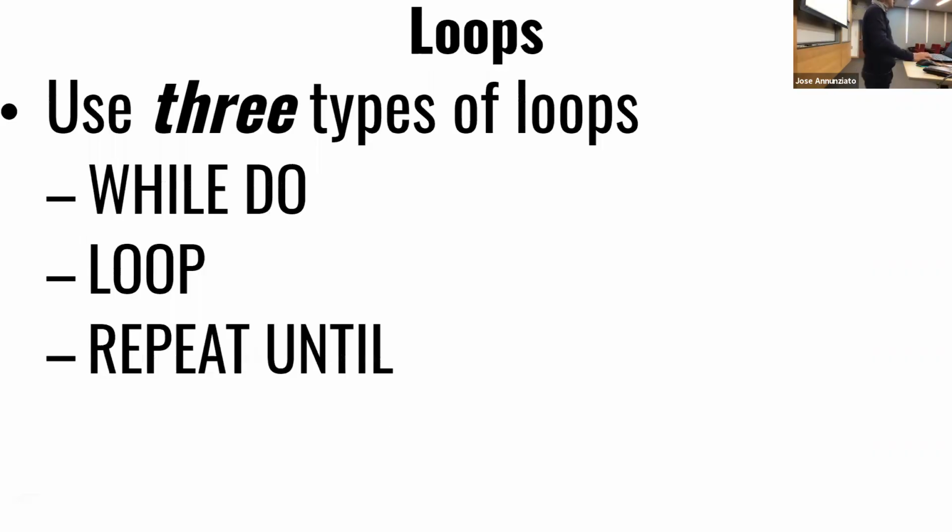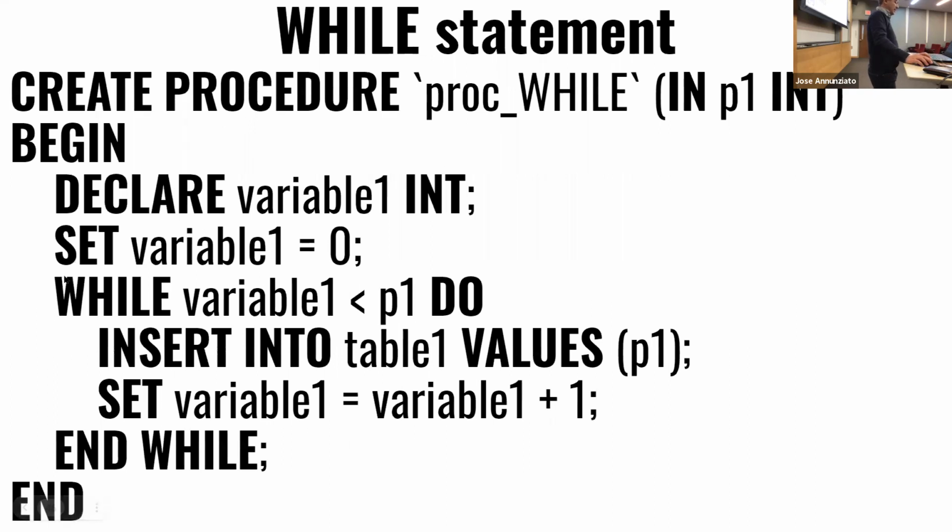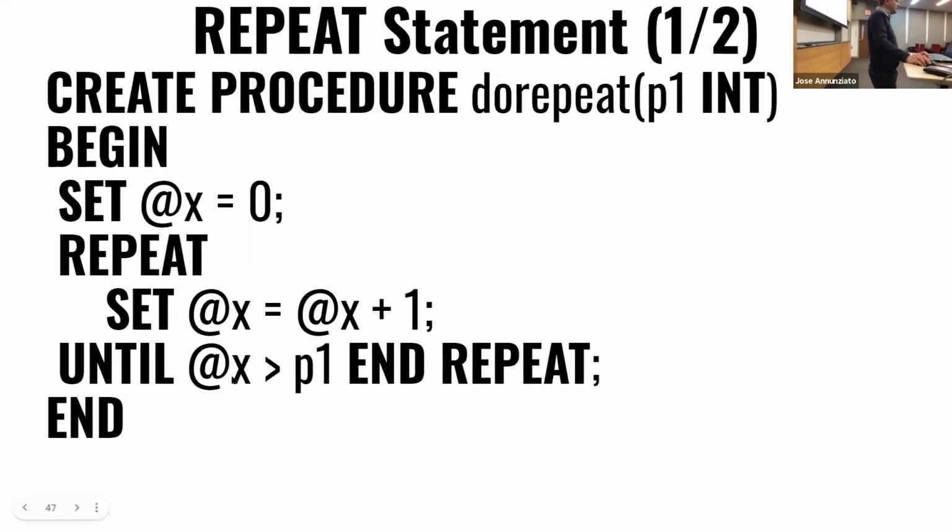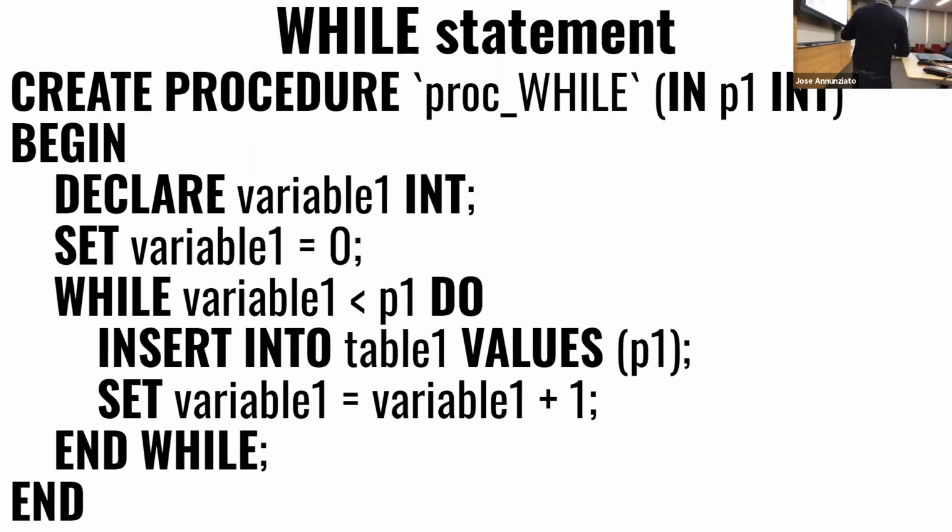Loops: there are 3 types of loops. You can do a while do, meaning you don't execute the loop unless the predicate is originally true. You don't enter the loop, as opposed to a repeat until, which executes the loop at least once, as long as the predicate is still true. This is the same as a while do or do while in other programming languages. The difference, obviously, is that what you operate on is tables.